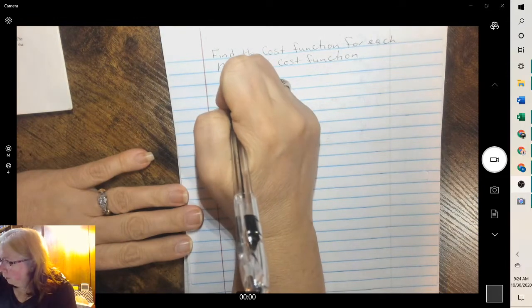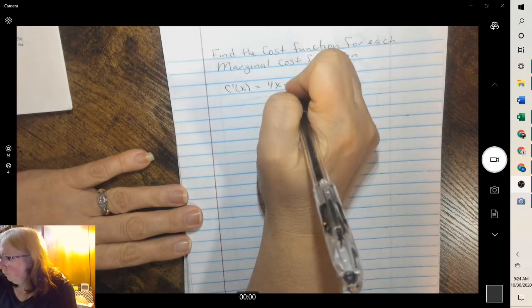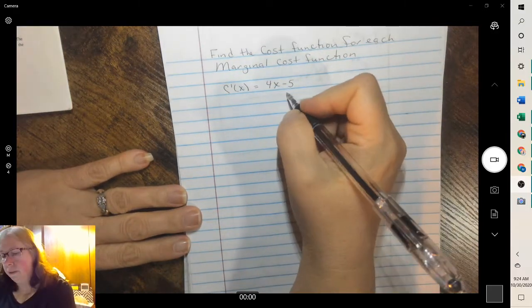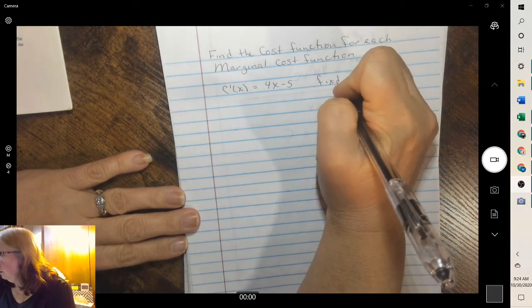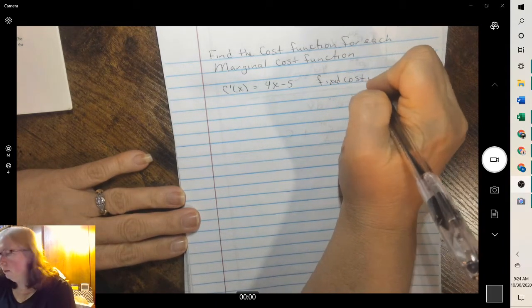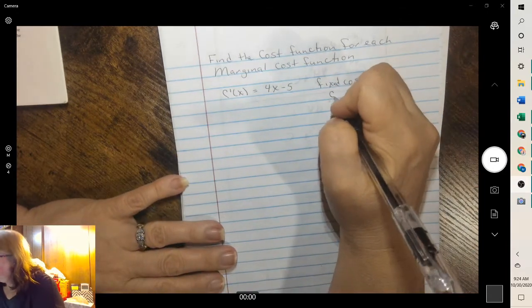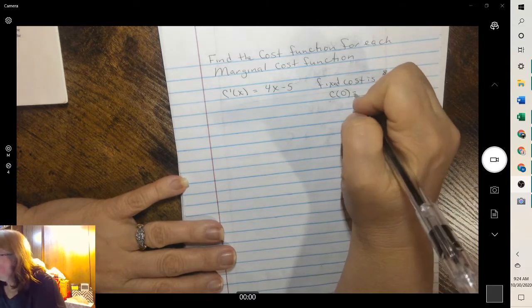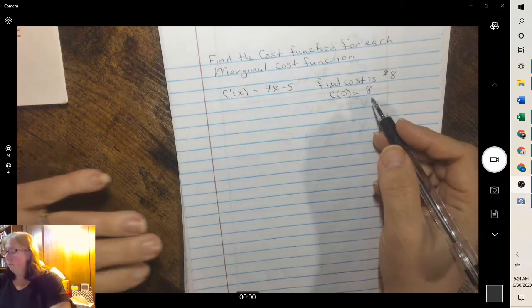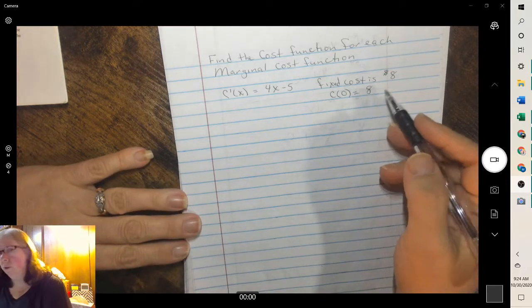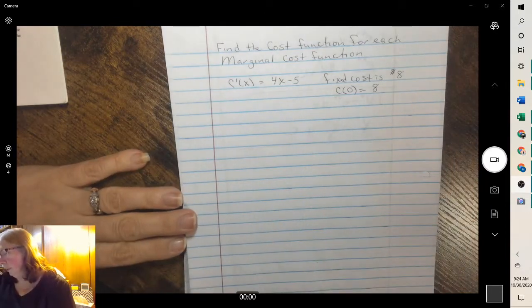And the first one, the marginal cost is this. Remember, marginal cost was the derivative, and the fixed cost is $8. What fixed cost means is when x is 0, the cost function is 8. Because fixed cost is your constant. Well, not always your constant. In the polynomials it is.